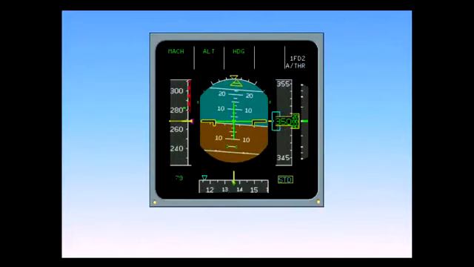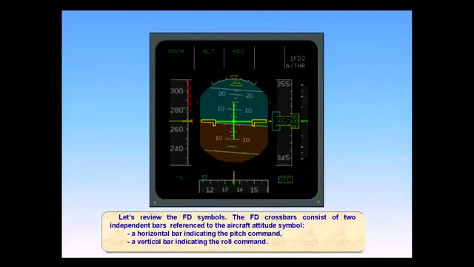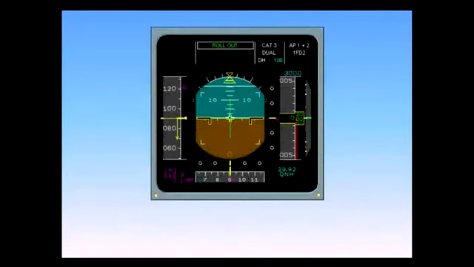Let's review the Flight Director symbols. The Flight Director crossbars consist of 2 independent bars referenced to the aircraft attitude symbol, a horizontal bar indicating the pitch command, a vertical bar indicating the roll command. If the runway is equipped with a localizer or an ILS, the roll bar is replaced by a ground roll guidance command bar for takeoff and landing rollout. The bar assists the pilot in tracking the runway centerline while in low visibility conditions.